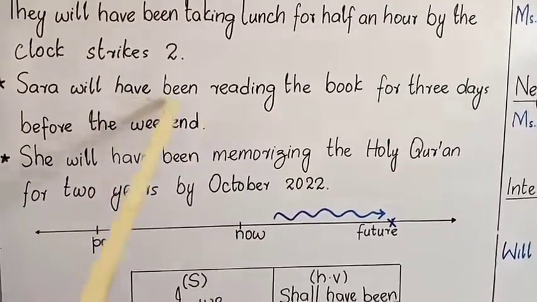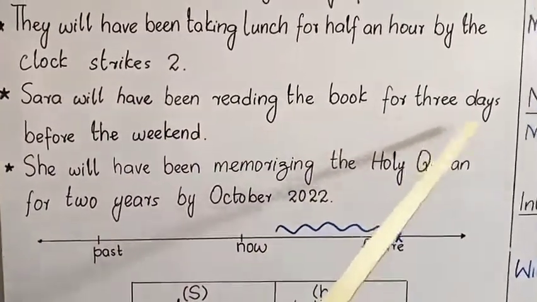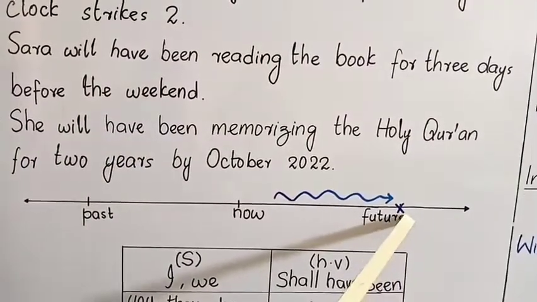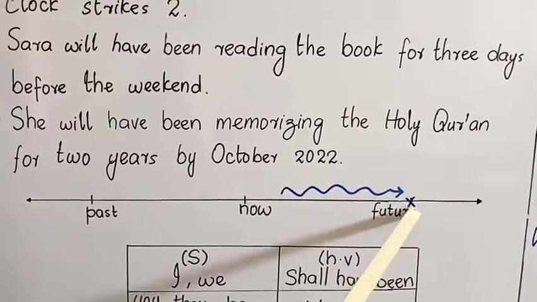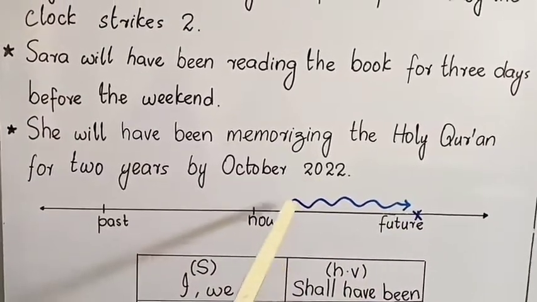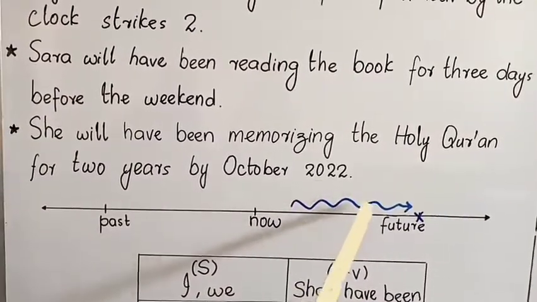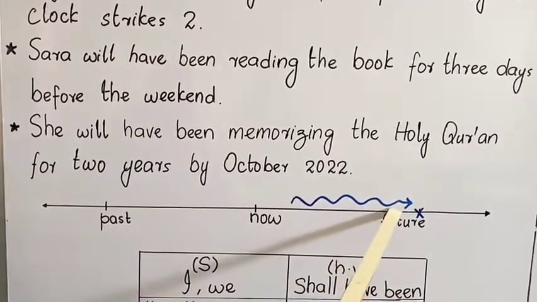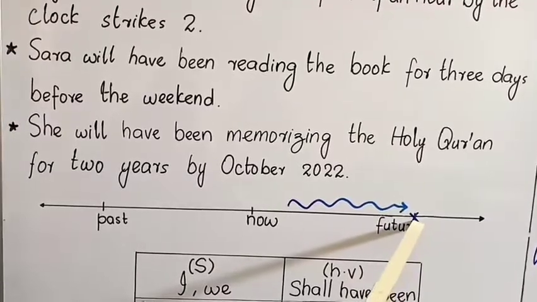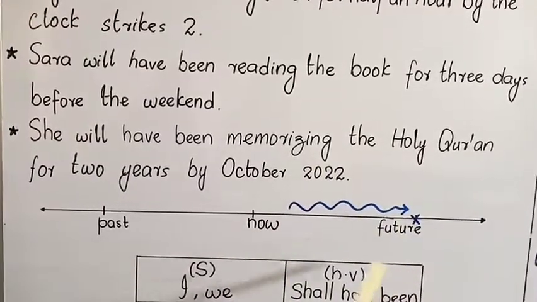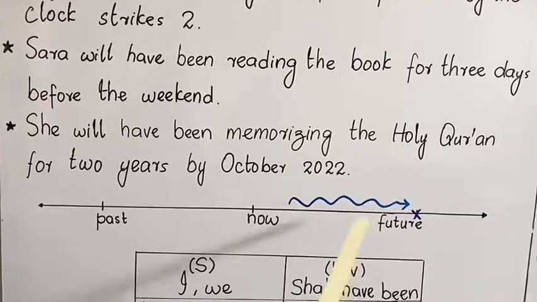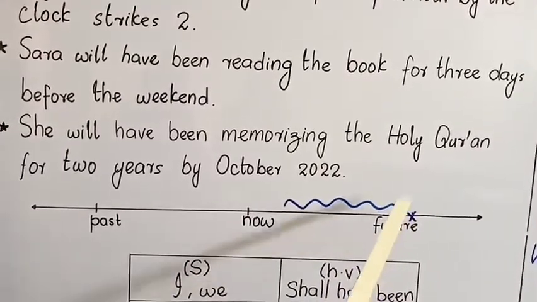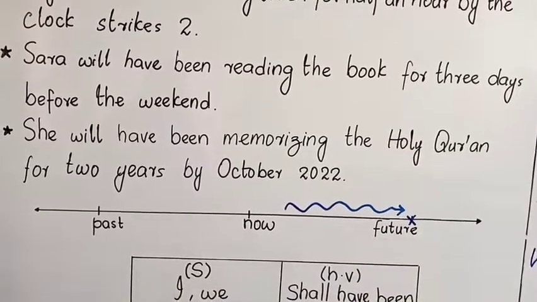Next, Sarah will have been reading the book for 3 days before the weekend. So this is the weekend in future. And before this time, in future, Sarah will have been reading the book for 3 days. And she will complete her book before the weekend. So both the actions combine, and Sarah will have been reading the book for 3 days before the weekend.